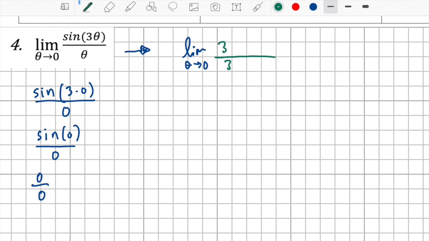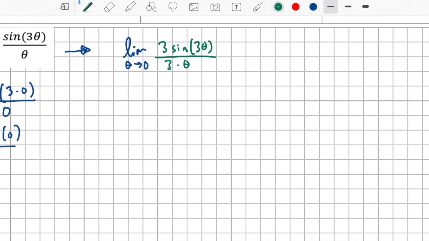Let me fix this. It's going to be 3 over 3. That's 1 sine of 3 theta times theta. Now, we're going to use limit properties. What I'm going to do is get this 3 and move it to the front. That's one of the properties. So I'm going to get this 3 and move it to the front, and I'm going to leave this 3 alone.